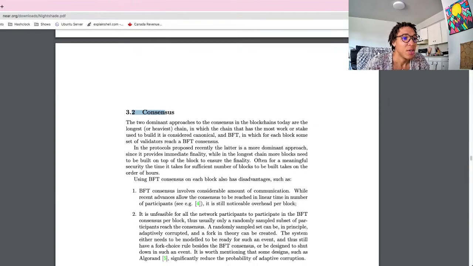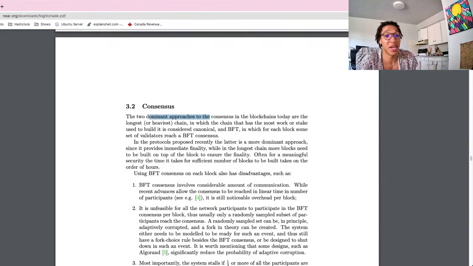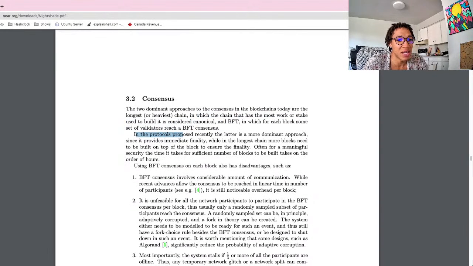Consensus 3.2. The two dominant approaches to consensus in blockchains today are the longest or heaviest chain, in which the chain that has the most work or stake used to build it is considered canonical, and BFT, in which for each block, some set of validators reach a BFT consensus. In the protocols proposed recently, the latter is the more dominant approach, since it provides immediate finality.